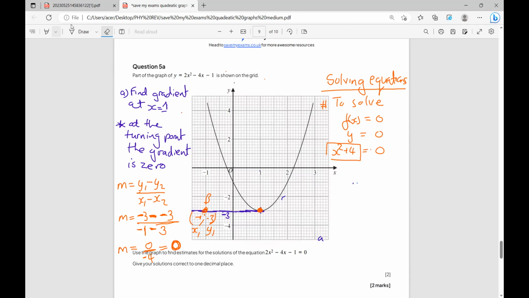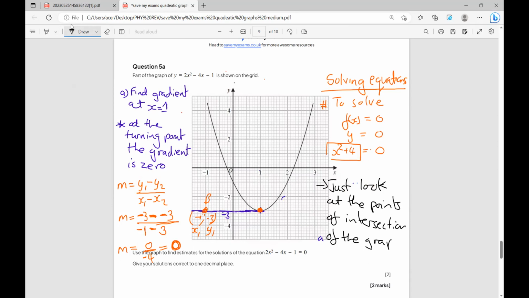Just look at the points of intersection of the graph and the x-axis. Okay. Are we together, Lisa? Yes, sir. Okay. So in this case, if you want to solve this equation equal to 0, you go to where your graph crosses the x-axis, and it's crossing the x-axis here and there. These two will be your answers, right?